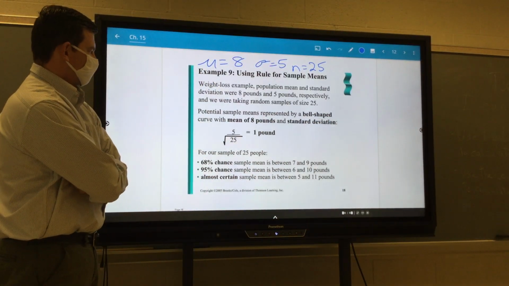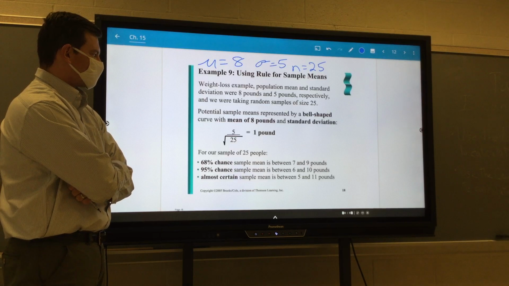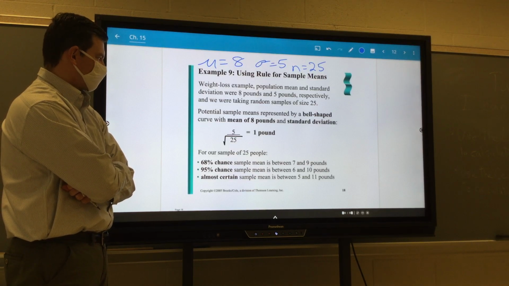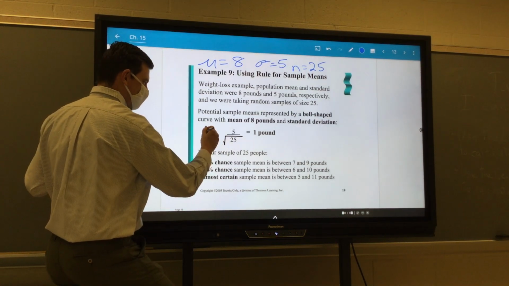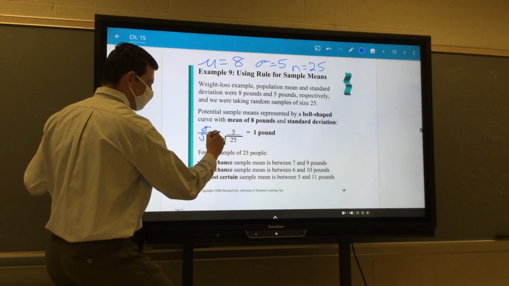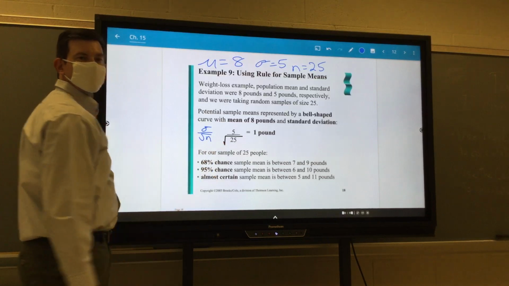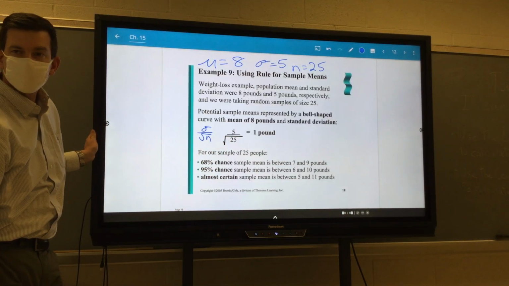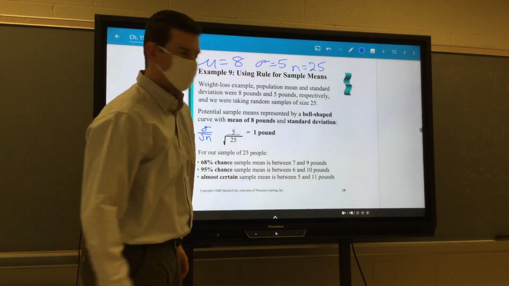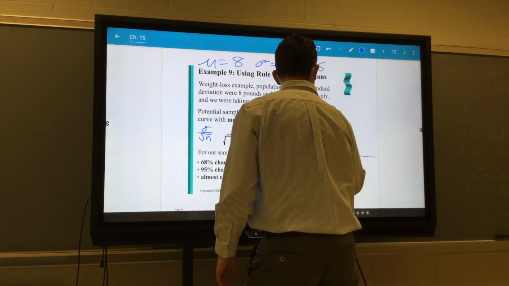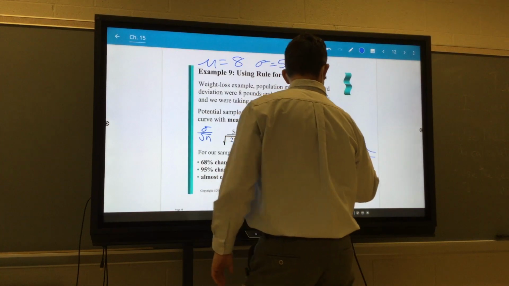So, the potential sample means are represented by a bell-shaped curve with a mean of 8 pounds. The standard deviation looks like this. Again, sigma over the square root of n: 5 divided by the square root of 25. The square root of 25 is 5, and 5 over 5 is 1 pound. So this sampling distribution looks like this.